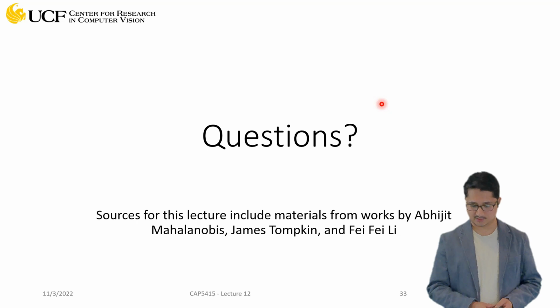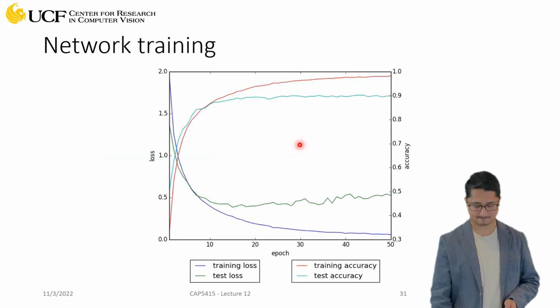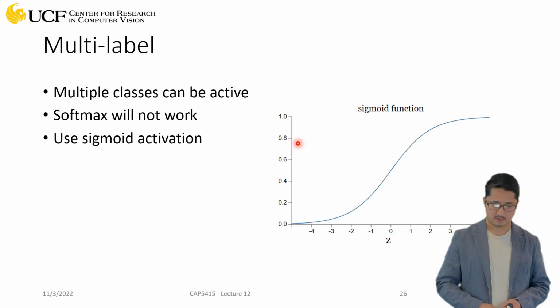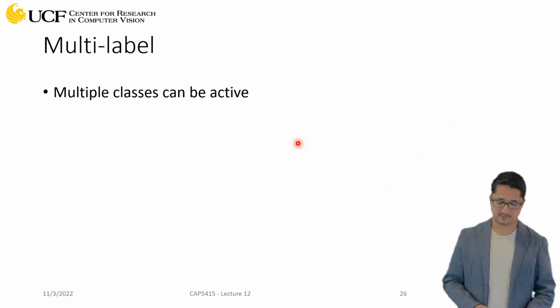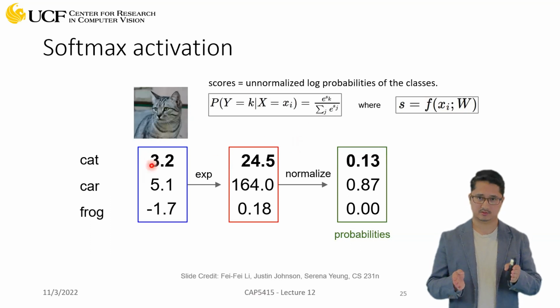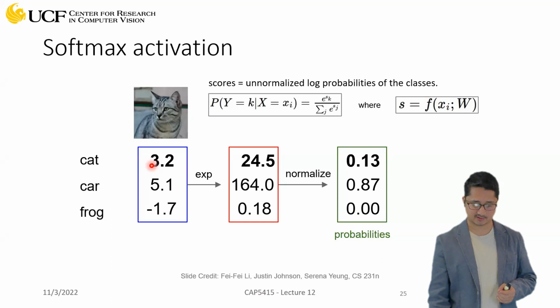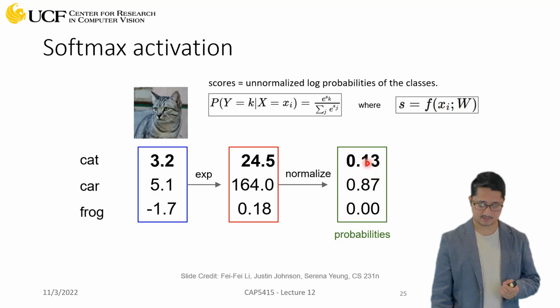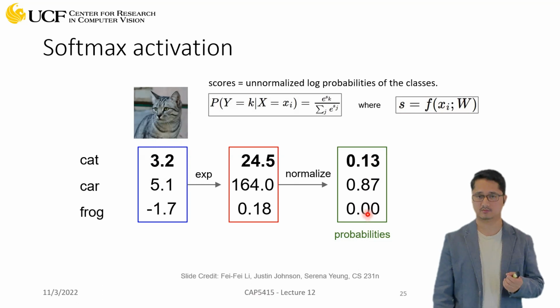Okay, question from Ahmed. Can you please repeat the issue with softmax discussed in slide 26? Let's go there. Okay, let's first quickly go over what softmax is doing. Let's say you have three classes in your data set, so a network will make three predictions like this. And softmax is converting these predictions to probabilities like this, the green box.